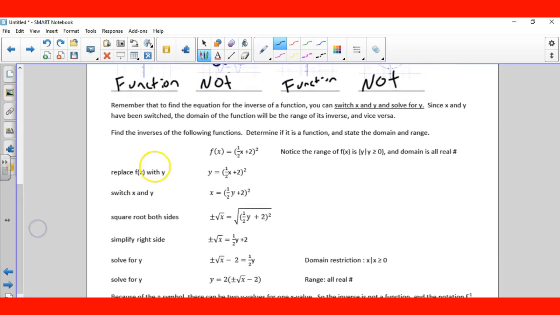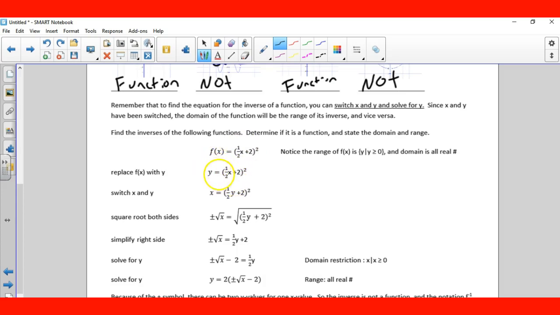Now, remember that to find an equation for the inverse of a function, you can switch x and y and solve for y. Since x and y have been switched, the domain of the function will be the range of the inverse and vice versa. So let's dig in. You have this f of x. If I wanted to find the inverse, the first thing I would do is swap x and y. f of x and y are interchangeable: the function equals this, or y equals this.